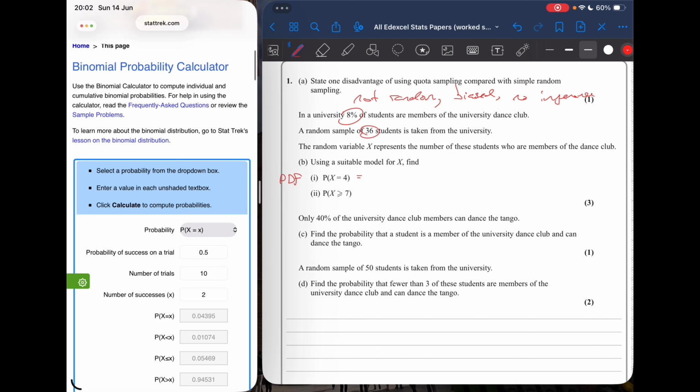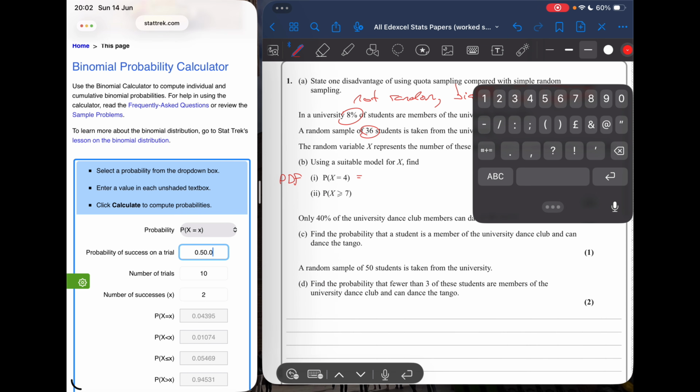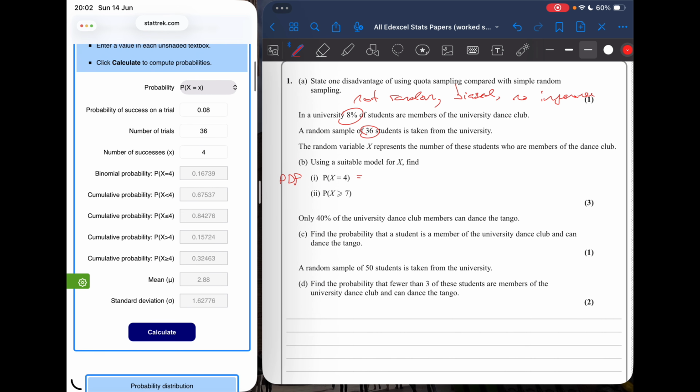So let's look at this stuff. Probability, what do we have? 8%. So we're going to have 0.08 for that one, without those bits at the front though. Number of trials we're doing, 36 people. And successes we wanted was 4. So then, calculate. What do we get? Top row from that, the equal, 0.16739. Does that look good to me? Yep, looks spot on.